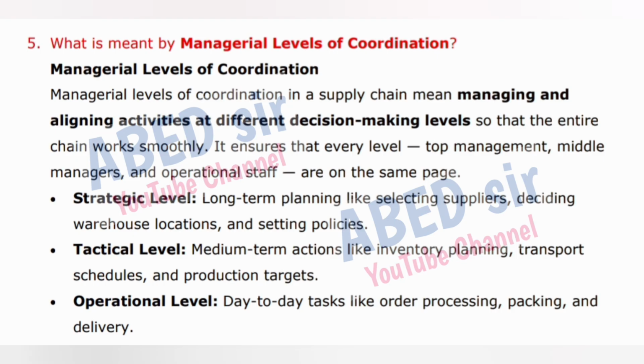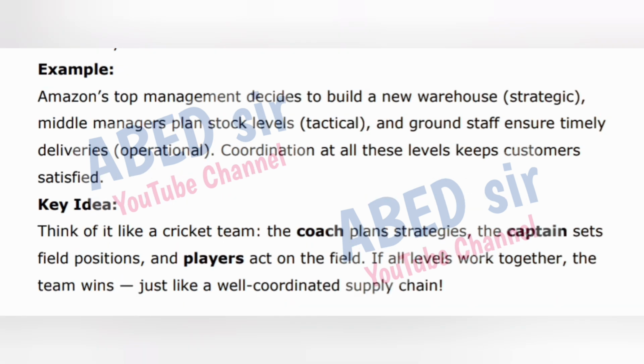Strategic level, long-term planning like selecting suppliers, deciding warehouse locations, and setting policies. Tactical level, medium-term actions like inventory planning, transport schedules, and production targets. Operational level, day-to-day tasks like order processing, packing, and delivery. Example: Amazon's top management decides to build a new warehouse. Strategic. Middle managers plan stock levels. Tactical. And ground staff ensure timely deliveries. Operational. Coordination at all these levels keeps customers satisfied.